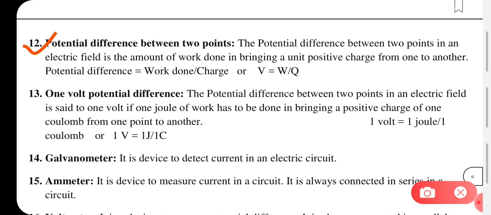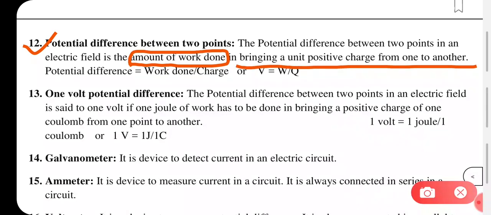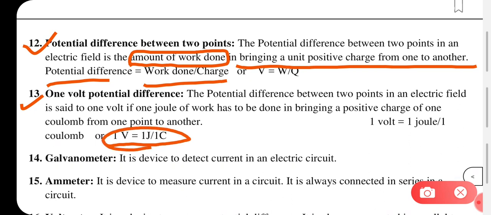Potential difference between any 2 points in an electric circuit or in an electric field is the amount of work done in bringing a unit positive charge from one point to another. So potential difference is work done per unit charge being carried. Now the next point is 1 volt. The potential difference will be 1 volt when 1 joule of work is done to carry 1 coulomb of charge. This equation has to be put in words, and then you get your definition for 1 volt of potential difference.